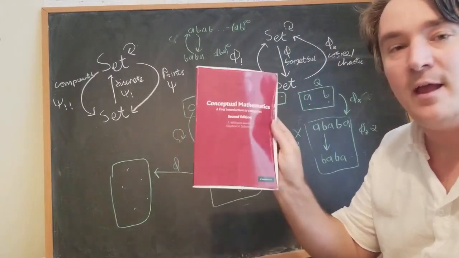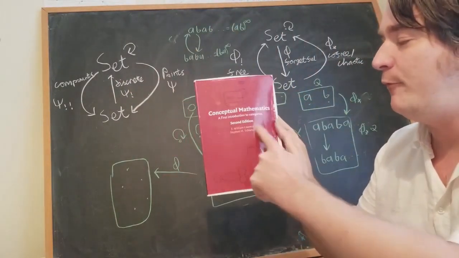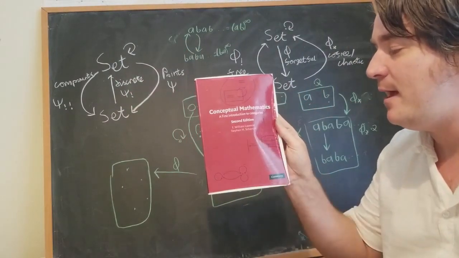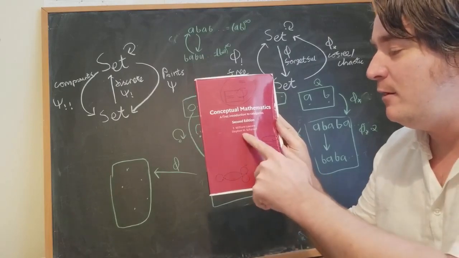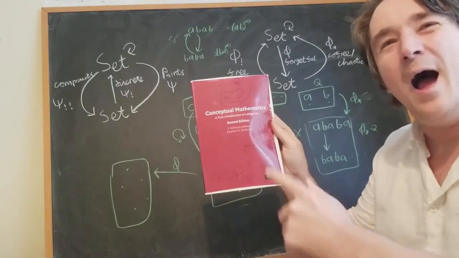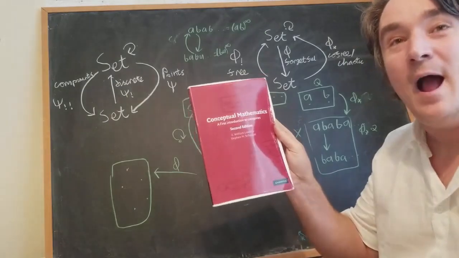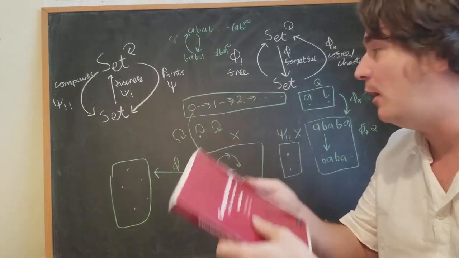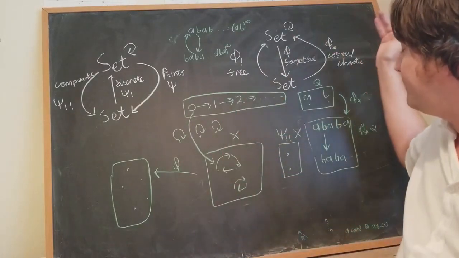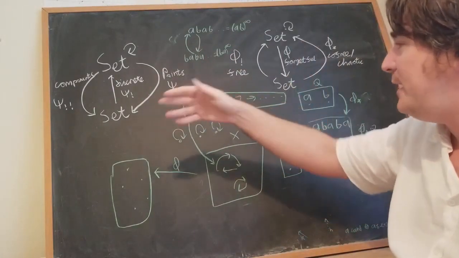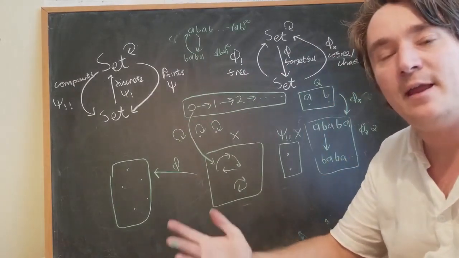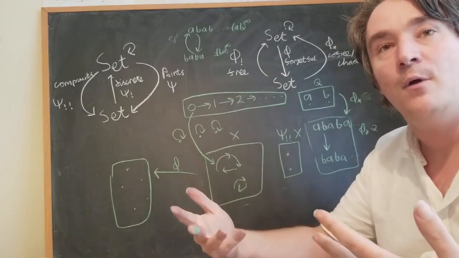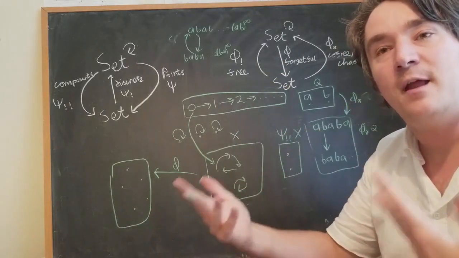This subject matter is taken, a lot of it, from this brilliant book, Conceptual Mathematics by William Lawvere and Stephen Schanuel. Not quite sure how to pronounce that, but anyway, this is one of the best books on category theory that I've come across, and this theory is all explained very nicely in the appendix, and I'll put some more notes below so you can find out more information about this topic.